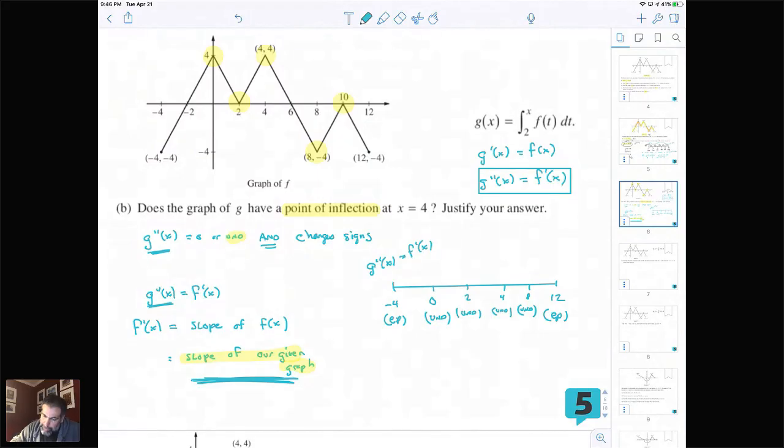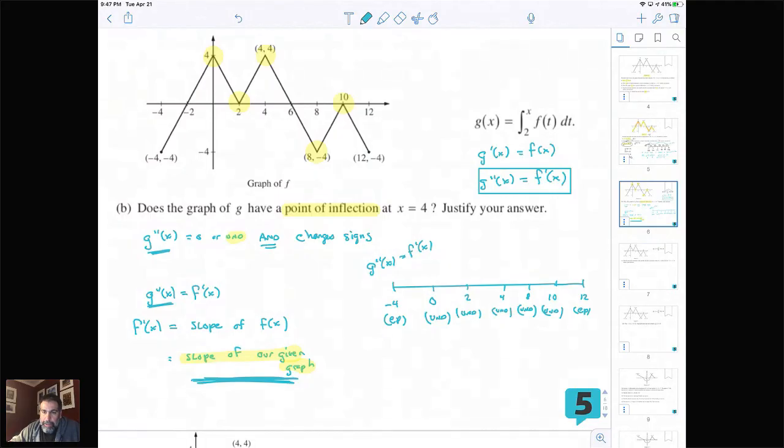I got to make a longer number line here. Okay, so we got one more at 10. So let me just make that a little bit longer. So again, I am looking for all the places where we have this sharp change in direction on our graph.